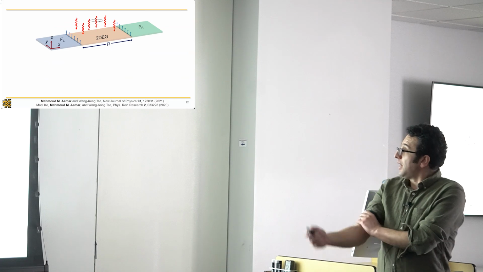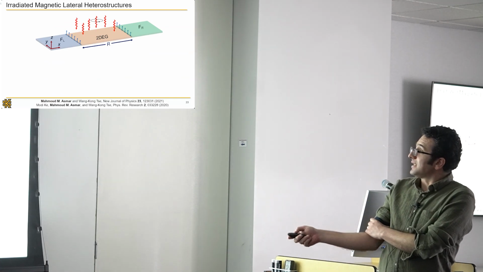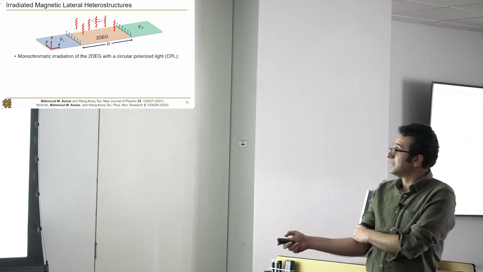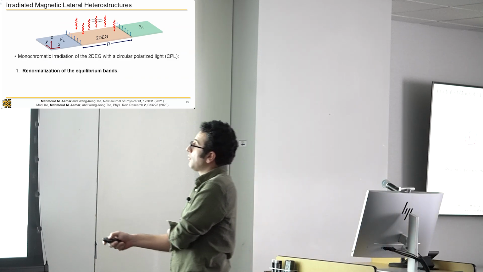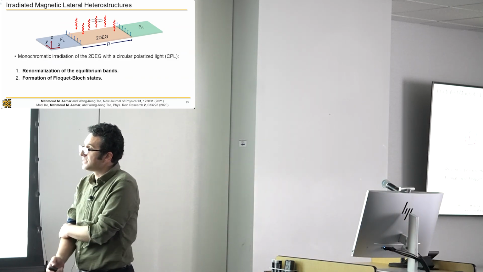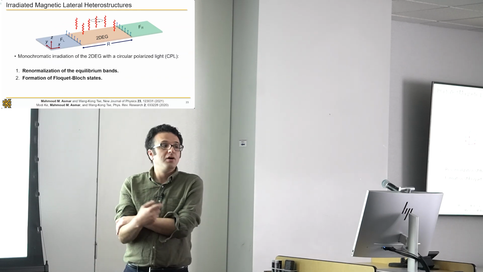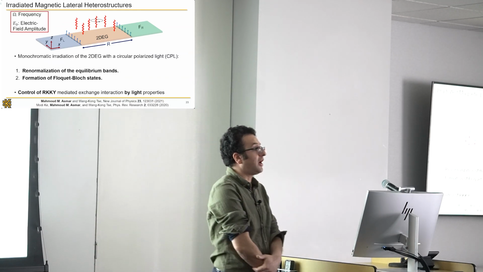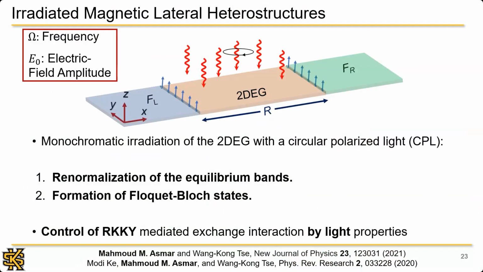But what we suggest is that since the irradiation of this two-dimensional electron gas can lead to the renormalization of the equilibrium bands and the formation of the Floquet Bloch states, then we may have a way to control the RKKY interaction just by means of subjecting it to light.